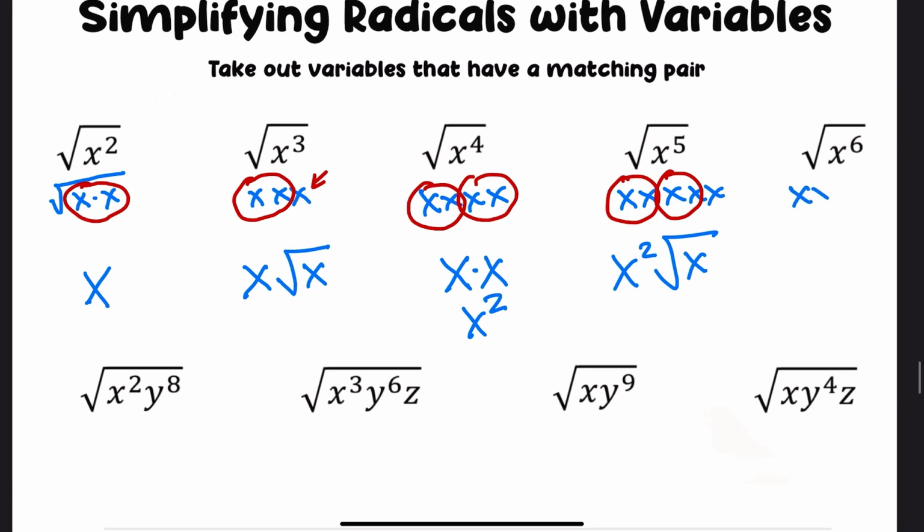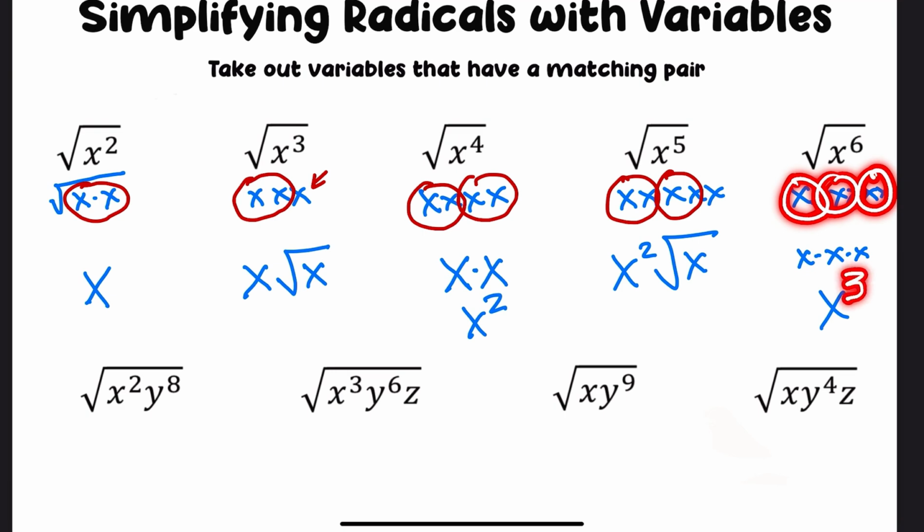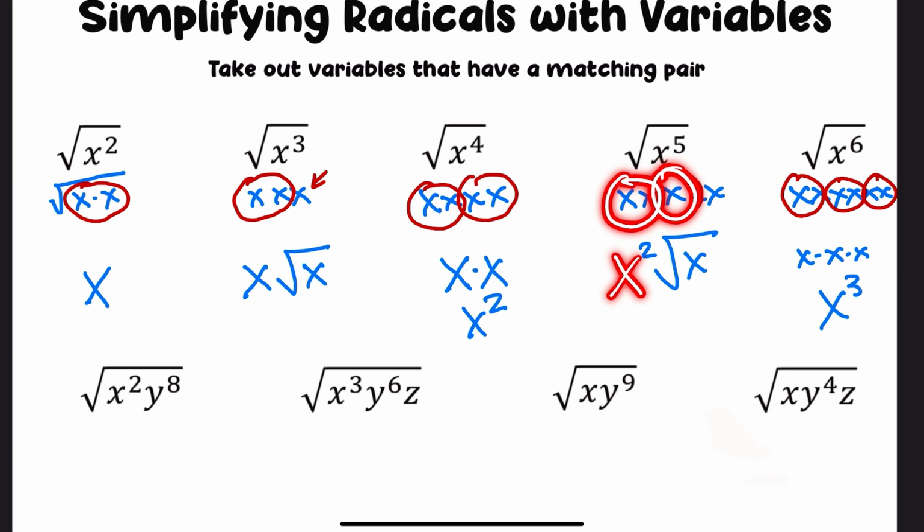Let's see. 1, 2, 3, 4, 5, 6. 1, 2, 3 pairs. That is going to be x times x times x. It's the same thing as x to the 3rd power. So basically with these, you are counting how many circles you have. Since I have 3 circles, I would have 3 for my exponent. Since I had 2 circles here, I would have 2 for my exponent. I got 2 circles here, but then I have 1 left over, so I have the 2 circles on the outside, and then the 1 that's left over on the inside.